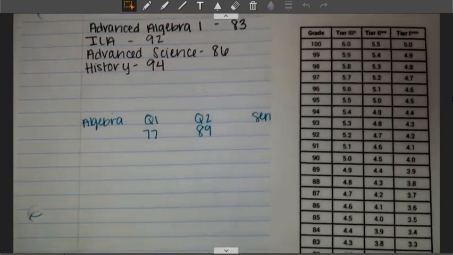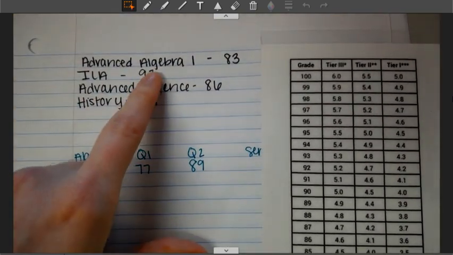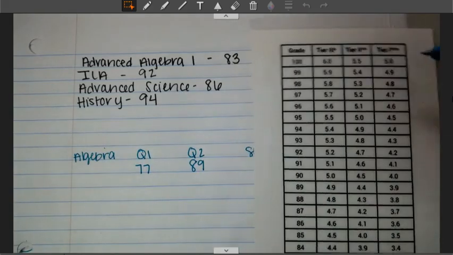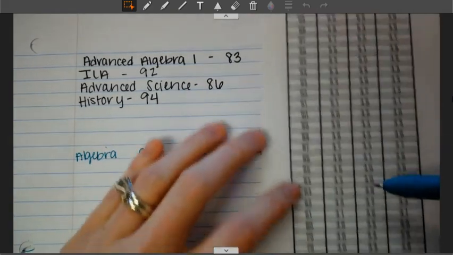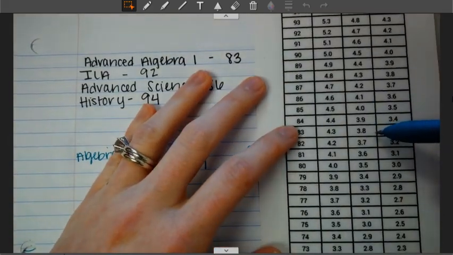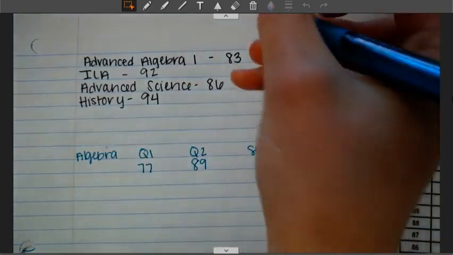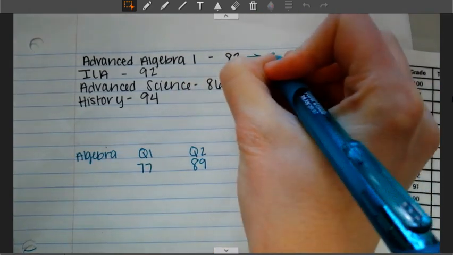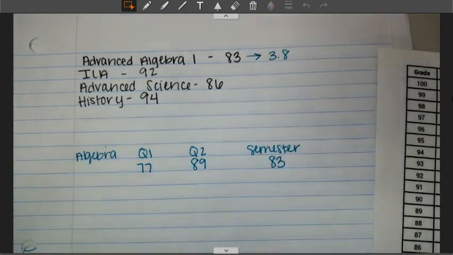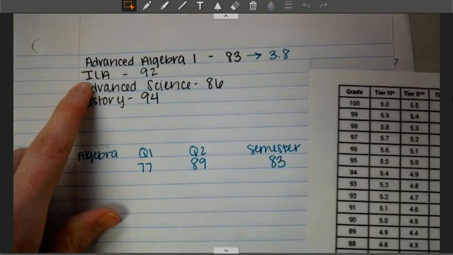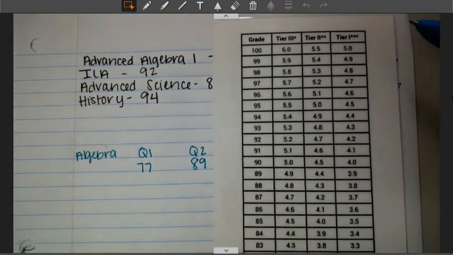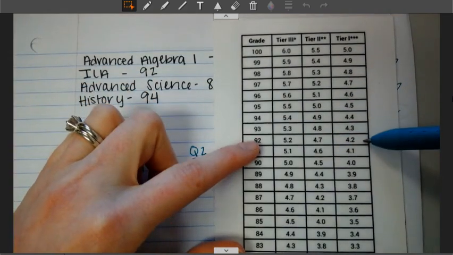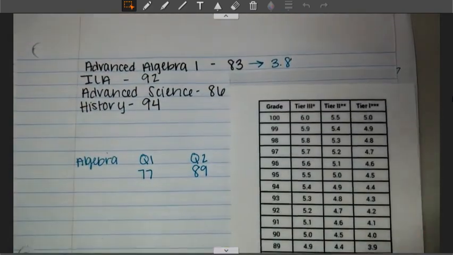So once you have all your semester grades, you're going to come over to the chart. Advanced Algebra 1 was an 83. Well, that's Tier 2. So on Tier 2, I find an 83, and I see that it is a 3.8. So I'm going to say 83, 3.8. ILA, it doesn't say advanced next to it, so that was Tier 1, and I made a 92. So 92 in Tier 1, that's a 4.2.